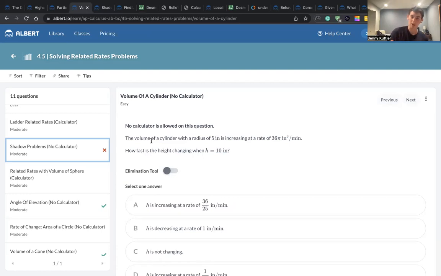The next topic is a pretty big topic. It's related rates. So this is just talking about derivatives in context in a different way. So to start, we'll look at this question.